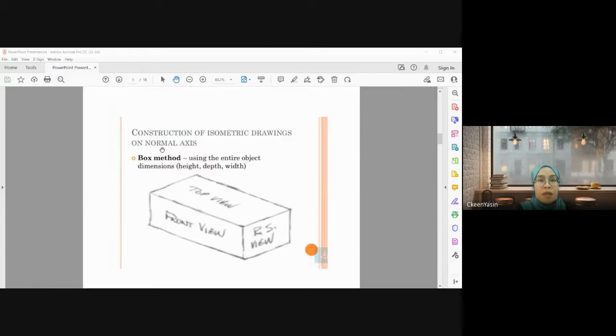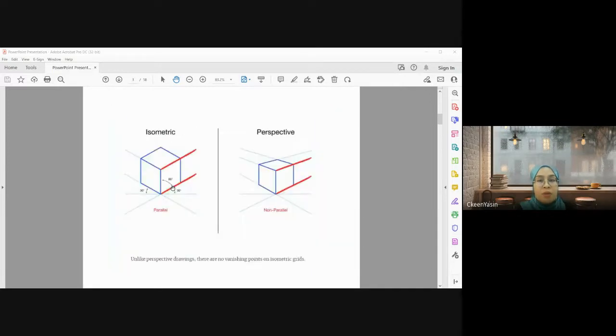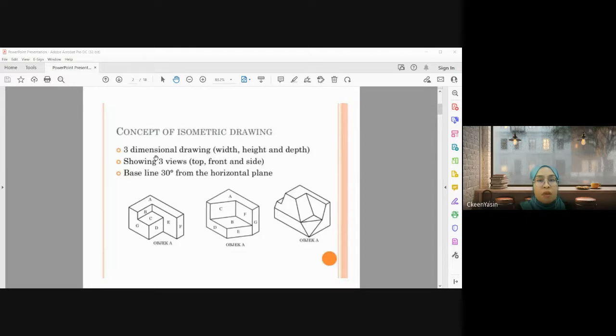When we take a look at the construction of isometric drawing on the normal axis, we call it the box method, where it uses the entire object dimension: the height, depth, and width. When I was talking about showing three views, top, front, and side.